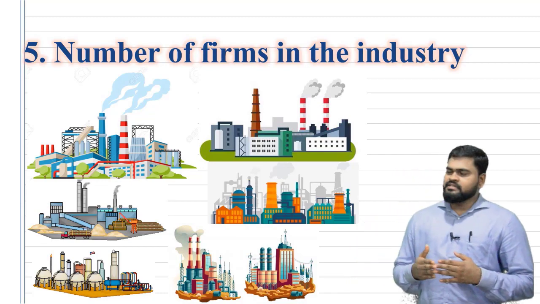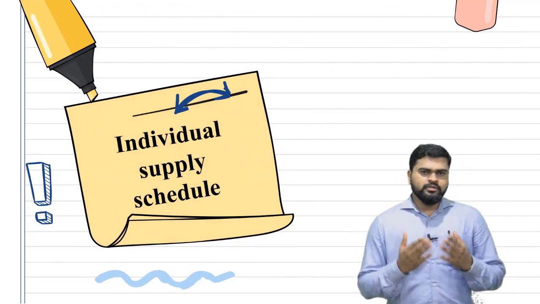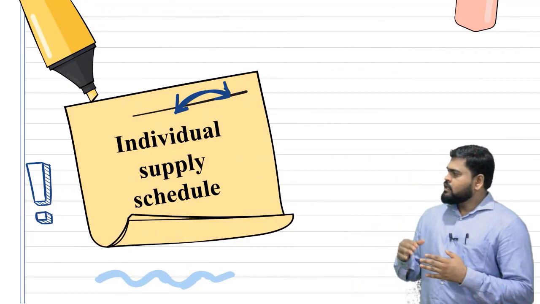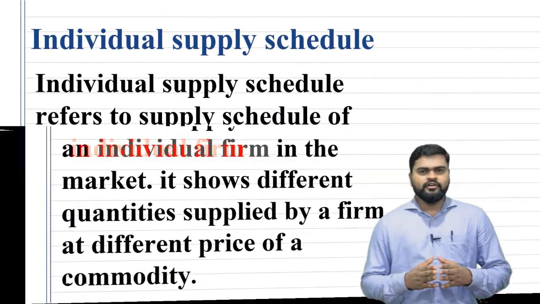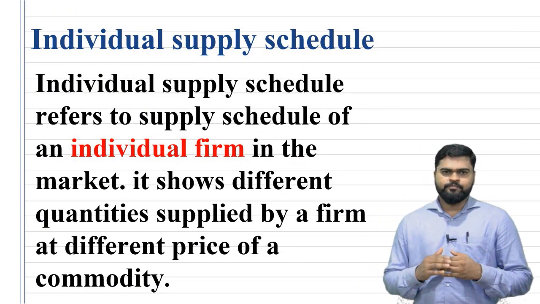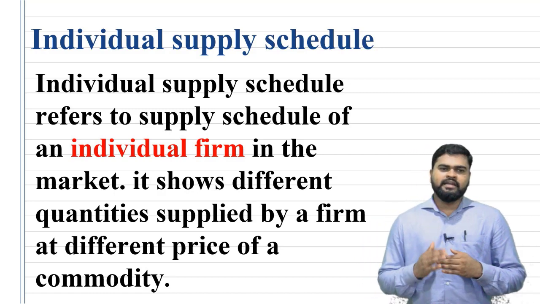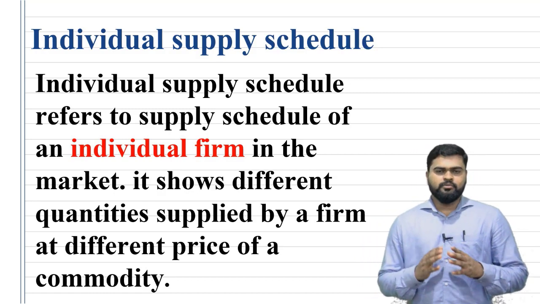So next is the individual supply schedule. Let us go on to the meaning of individual supply schedule. Individual supply schedule refers to supply schedule of an individual firm in the market. It shows different quantity supplied by a firm at different price of a commodity.